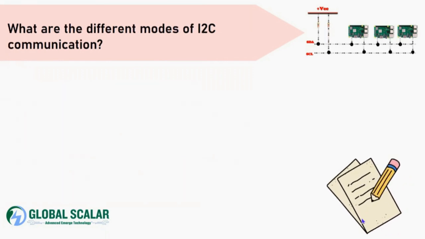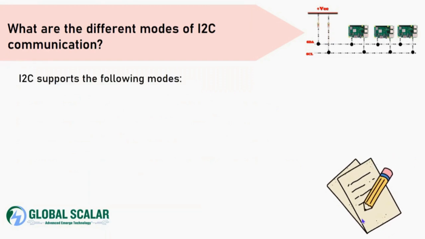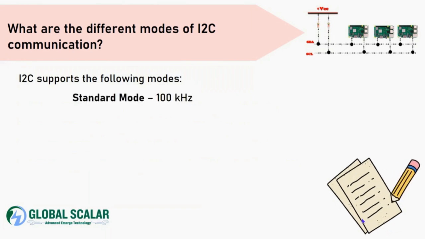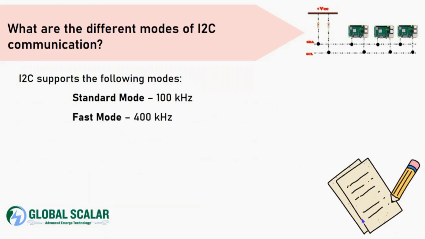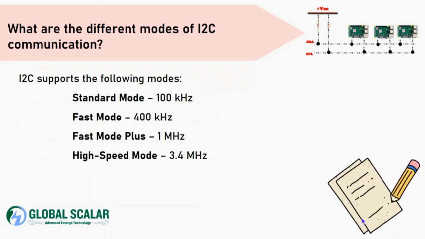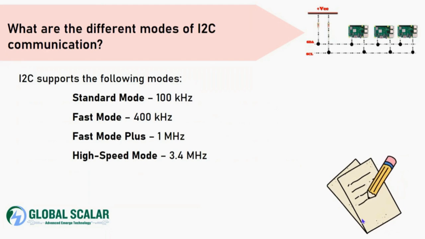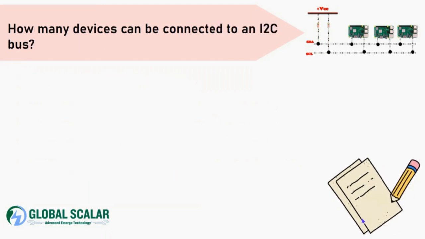What are the different modes of I2C communication? I2C supports the following modes. Standard mode, which is 100 kHz, fast mode 400 kHz, fast mode plus 1 Mbps, and high speed mode 3.4 MHz. And ultra mode, which is 5 Mbps.